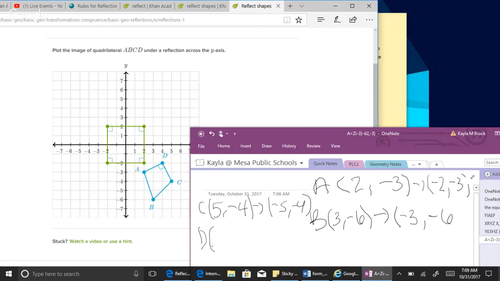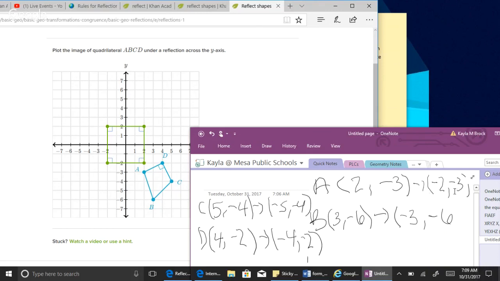D, it's when x is 4, y is -2. And then it will be -x, y. So it'll be -4. The y stays the same. It'll be -2. Okay, so let's go ahead and plot these points.